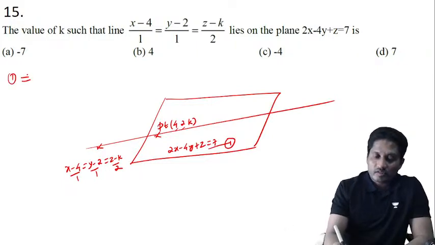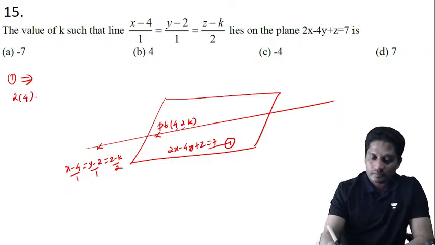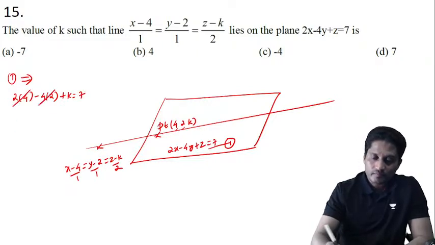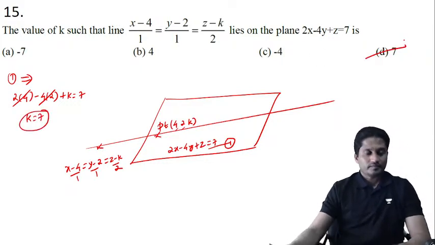If the point lies on the plane, you will get 2 into 4 minus 4 into 2 plus k is equal to 7. This will cancel. k is equal to 7 only. Answer is D.